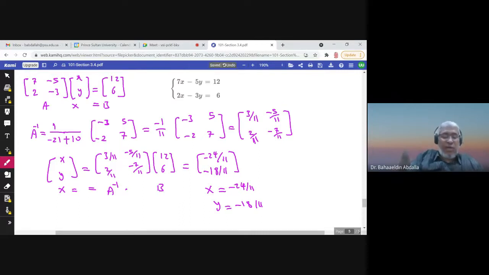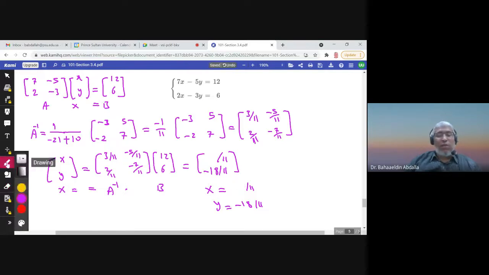To check my answer, I will use the calculator. Mode 5, 1. To solve the system, I put 7, negative 5, 12, 2, negative 3, and 6. I have the first, X is not correct. X should be 6 over 11. So let me check it again. 3 times 12 over 11 minus 5 times 6 over 11. Yeah, it's 6 over 11. So I made a mistake here in multiplying. So this is actually 6 over 11. Good that I checked my answer.